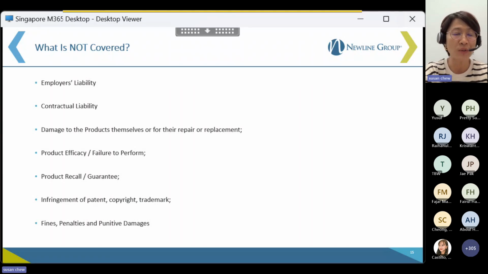So maybe just to highlight to you what is not covered in standalone product liability: obviously employer's liability and contractual liability. What you will more often than not find is that damage to the product itself, in terms of the repair and replacement, is not covered. We are obviously not there to guarantee the performance or the product efficacy under a product liability. That is very much a business risk, and the product's recall and guarantee as well, and the likes of the infringement of patents, that is also not within the scope of the typical product liability insurance.